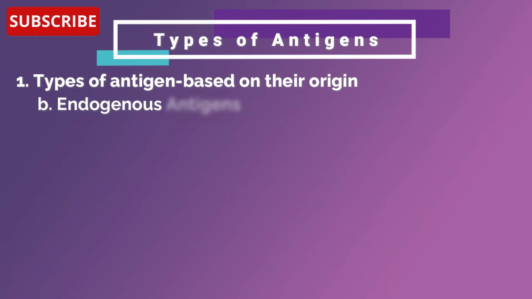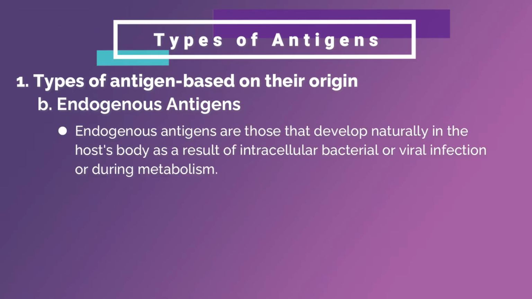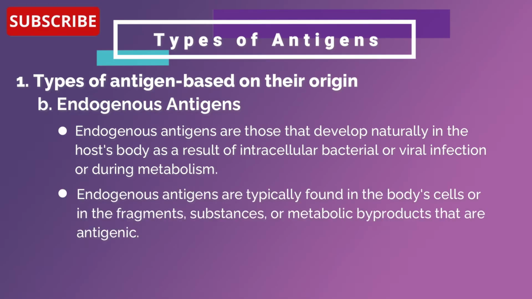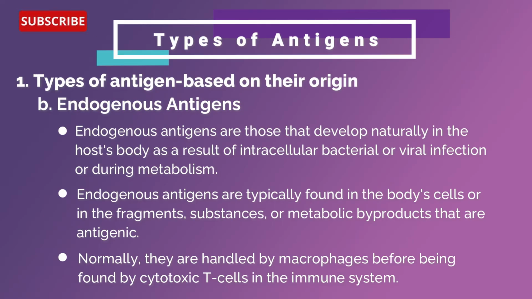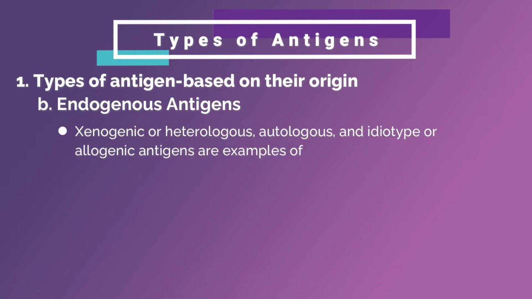Next, we will talk about endogenous antigens. Endogenous antigens are those that develop naturally in the host body as a result of intracellular bacterial or viral infection or during metabolism. Endogenous antigens are typically found in the body's cell or in the fragments, substances, or metabolic byproducts that are antigenic. Normally, they are handled by macrophages before being found by cytotoxic T cells in the immune system. Xenogenic or heterologous, autologous, and isotype or allogenic antigens are examples of endogenous antigens.